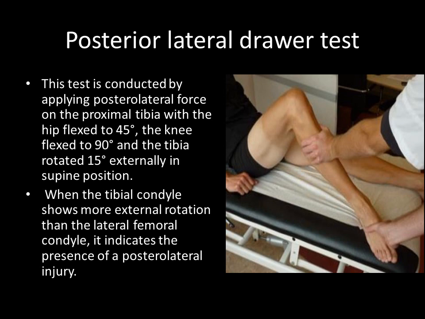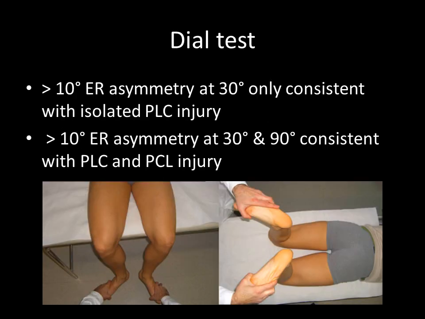Posterolateral drawer test. This test is conducted by applying a posterolateral force on the proximal tibia with the hip flexed to 45 degrees, the knee flexed to 90 degrees and the tibia rotated 15 degrees externally in the supine position. When the tibial condyle shows more external rotation than the lateral femoral condyle, it indicates the presence of posterolateral injury.